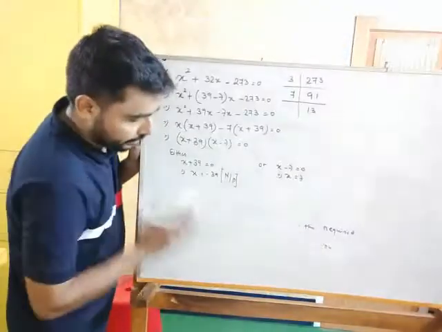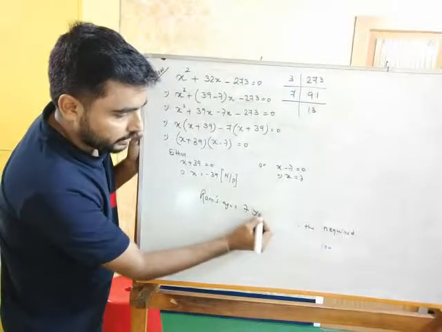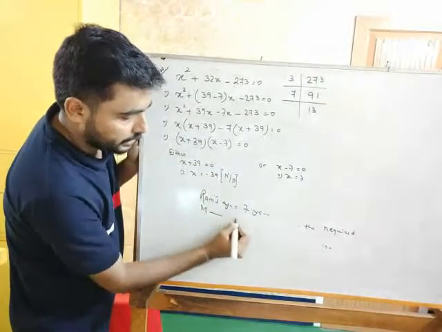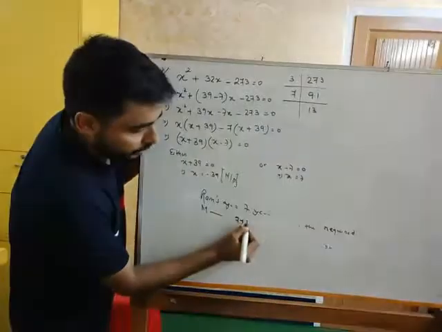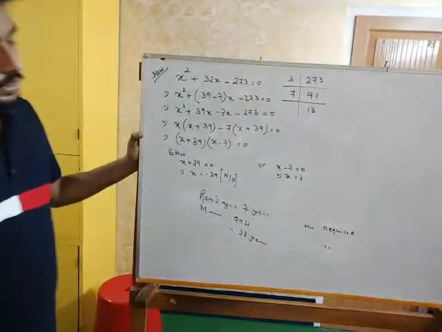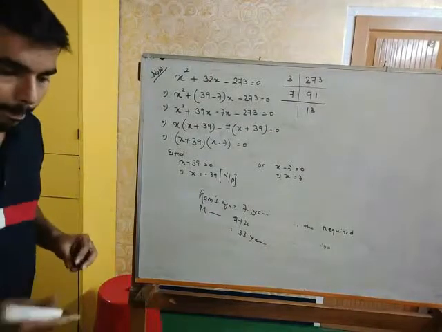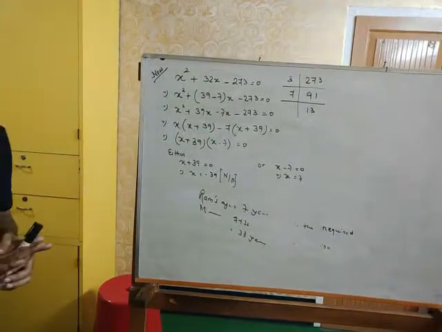So I can write, Ram's age is 7 years, mother's age is what? x plus 26, that is 7 plus 26, that is 33 years. Is it clear, everyone? Do you have any doubt?